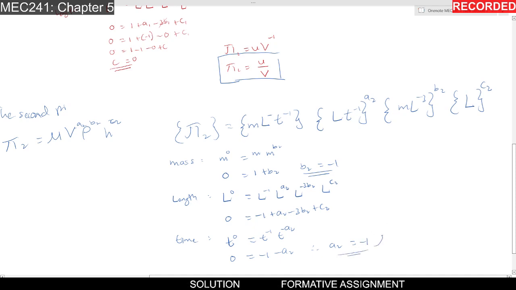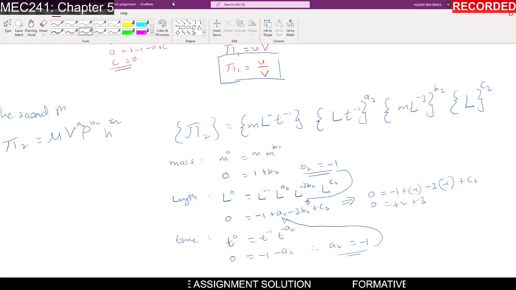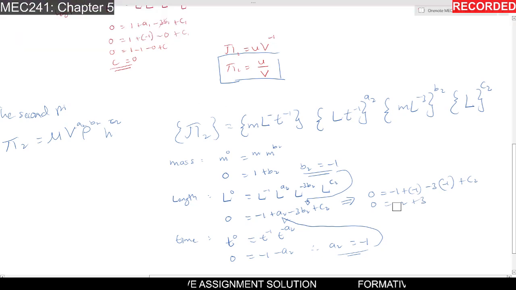So we substitute a2 here into this, and b2 here into this, so we can solve for c2. So 0 equal to minus 1 plus minus 1, minus 3 times b2, which is minus 1 also, and then plus c2. So you will get minus 2 plus 3, right? Oh, sorry. This is minus 2.